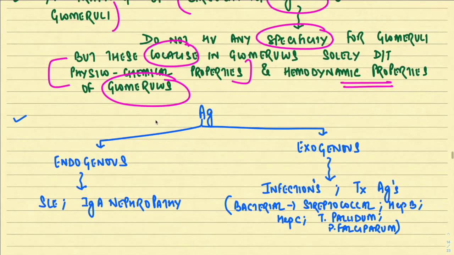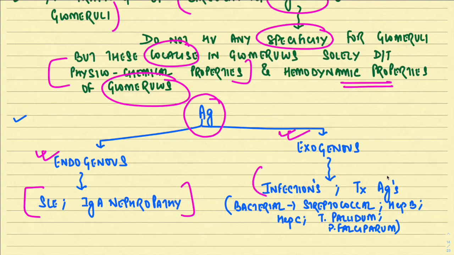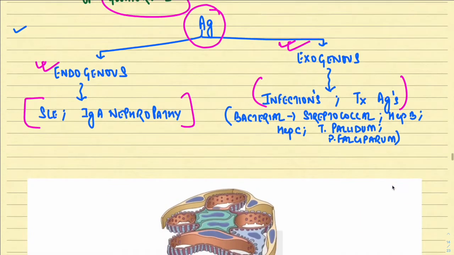So what is the source of antigens in case of circulating immune complex disease? In case of endogenous antigens, for example in SLE or IgA nephropathy, antigens can be derived from the body and might lead to circulating immune complex formation. And if you look at exogenous antigens, then infections and tumor antigens: bacterial infections like streptococcal, hepatitis B or C infection, Treponema pallidum or Plasmodium falciparum can all trigger the formation of antigens which later form circulating immune complex and deposit at the level of the kidney.